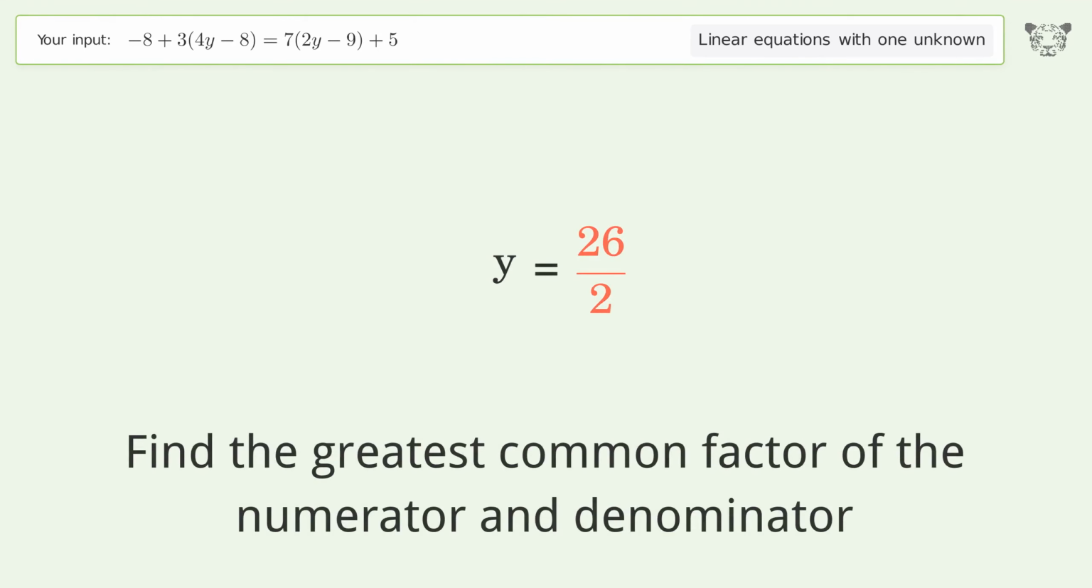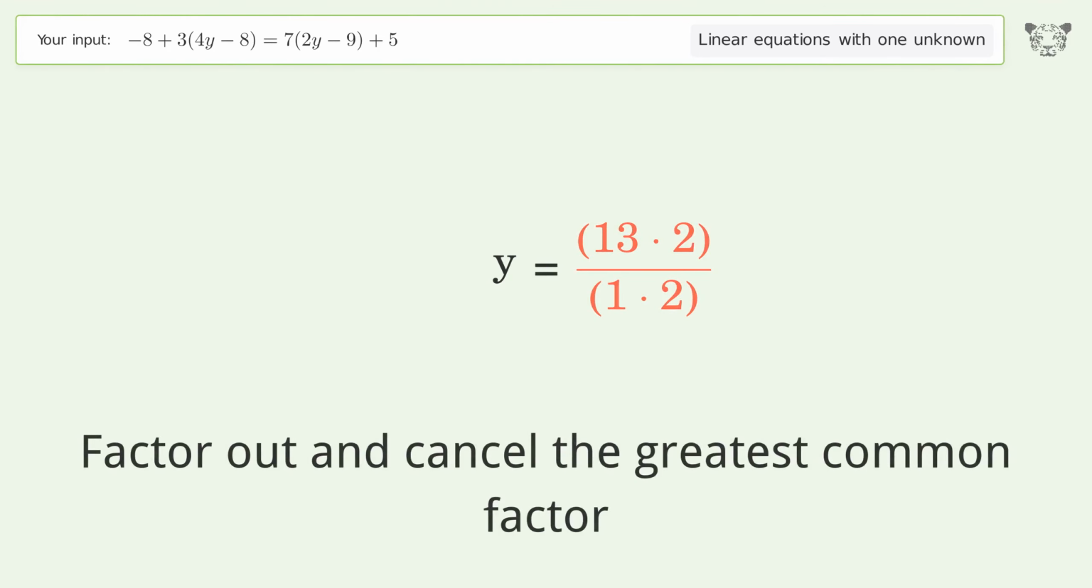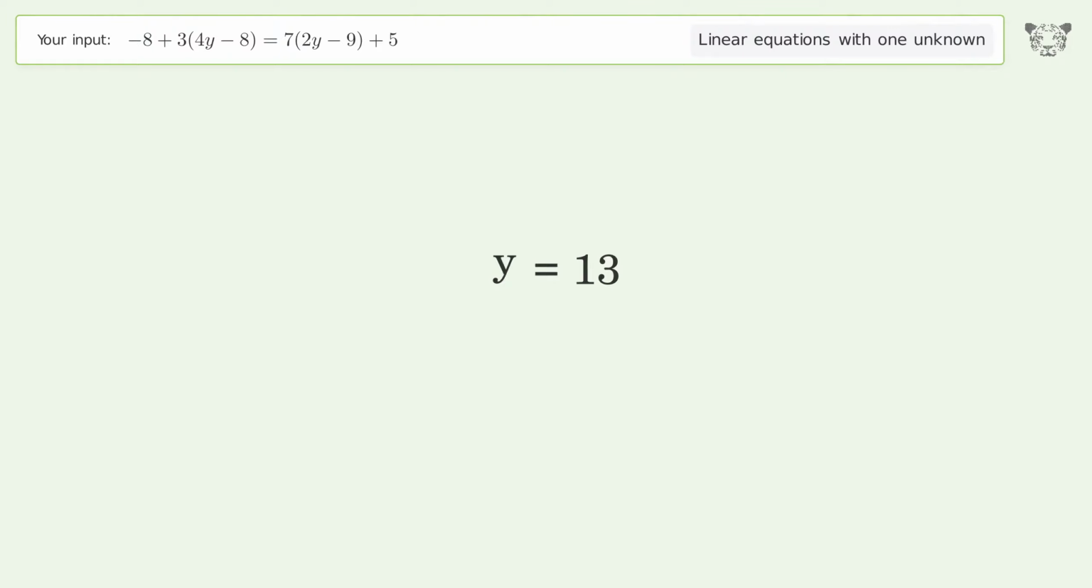Find the greatest common factor of the numerator and denominator. Factor out and cancel the greatest common factor. And so the final result is y equals 13.